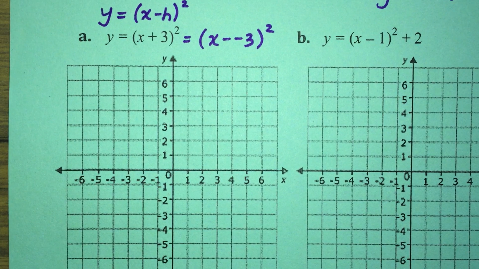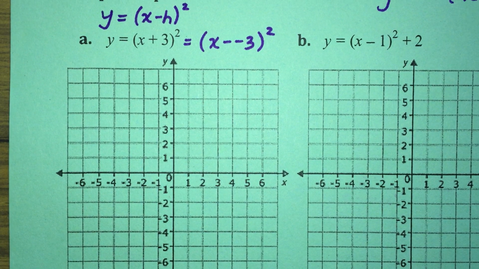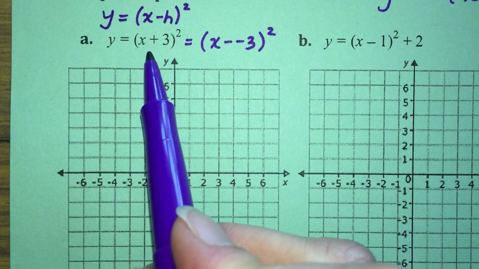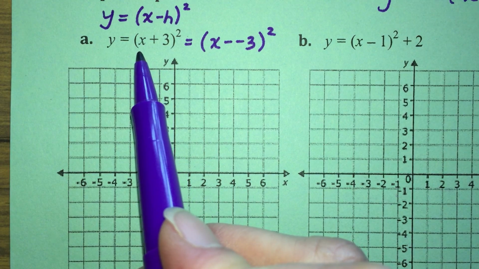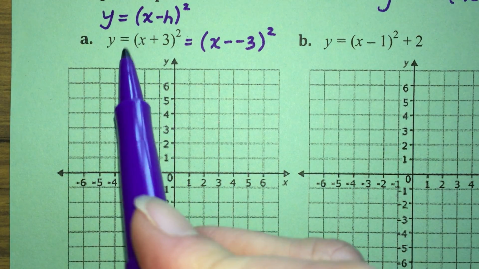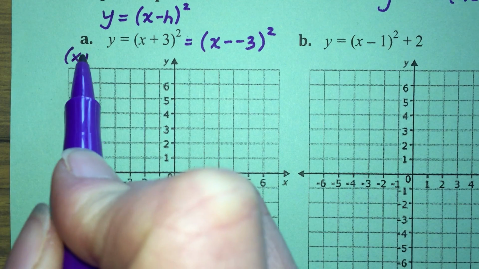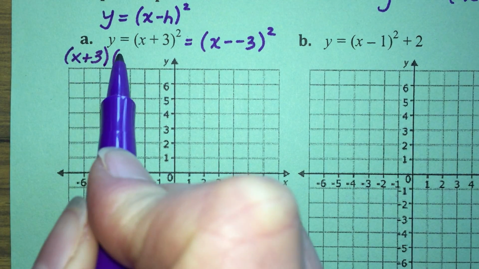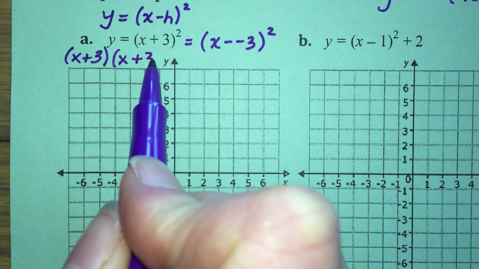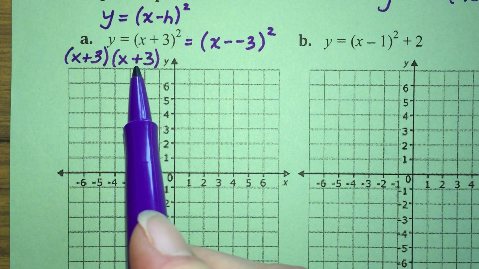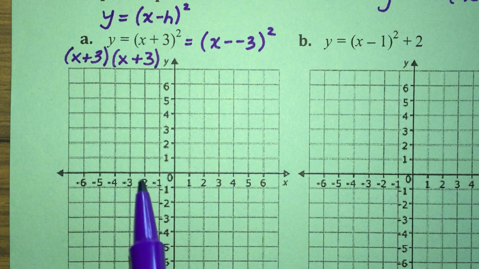So part A, we have x plus 3 squared. What we can do is think of this in terms of what we just did on the front page in terms of intercept form. It's really x plus 3 and 2 of them because it's squared. If we set it equal to 0, the x-intercept would have to be at negative 3.